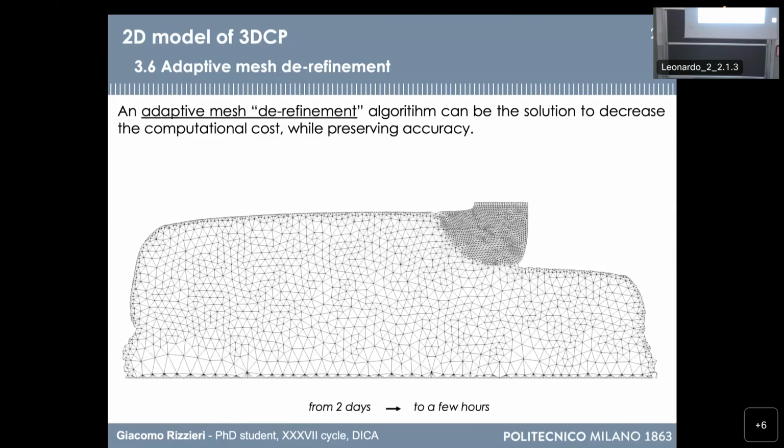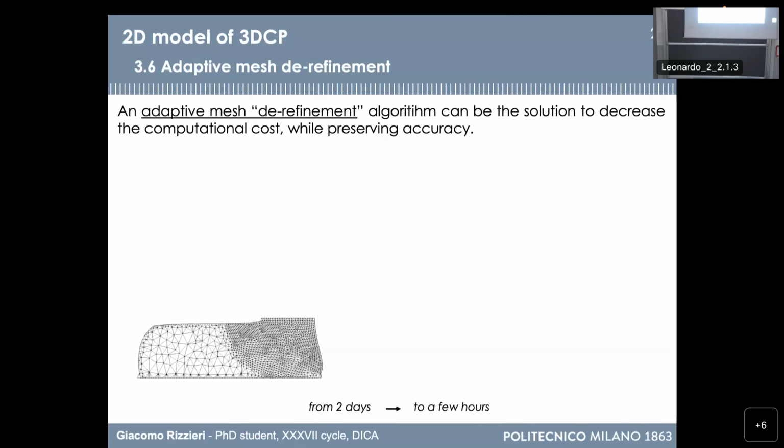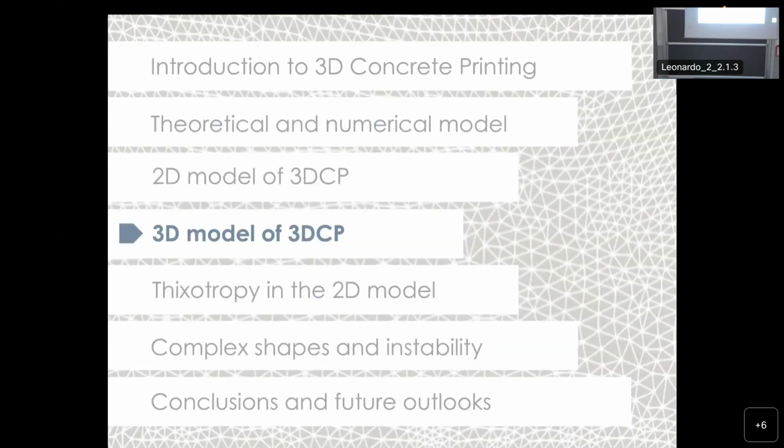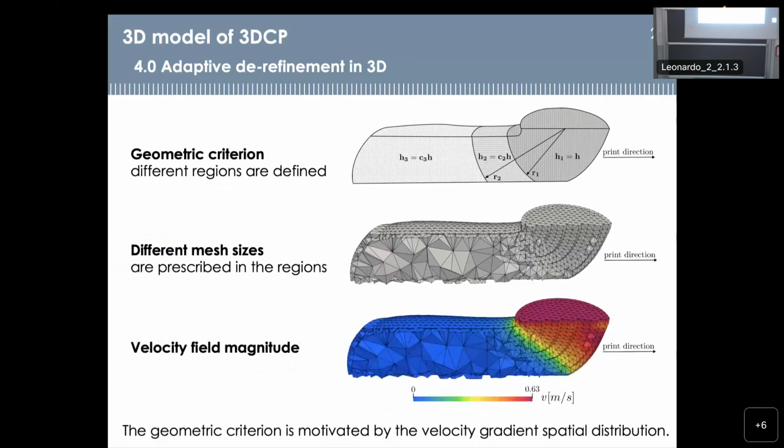This example is also, let's say, the bridge to the 3D model, because in 3D the computational cost is increasing exponentially. So to present to you the 3D case, once again, the refinement that I showed you in 2D can be generalized in 3D. And we used a geometric criterion to define which portion of the material of our domain should have a certain mesh size.